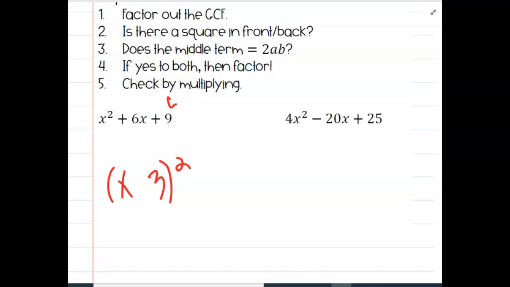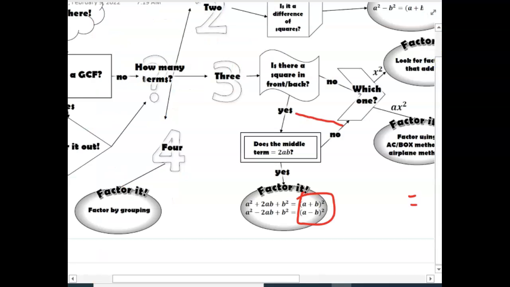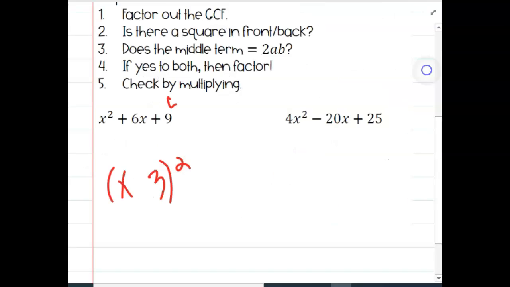Now, in your factor flowchart, there's also this right here that says, does the middle term equal 2 times a times b? Okay? It's not enough that you have a square in front, square in back, because the FOILing is the 4-part thing, the F, the L, but you also have the O and the I. So you have to check another thing. If I were to multiply this out, yes, I get the F, yes, I get the L, but I also have to check the O and the I.